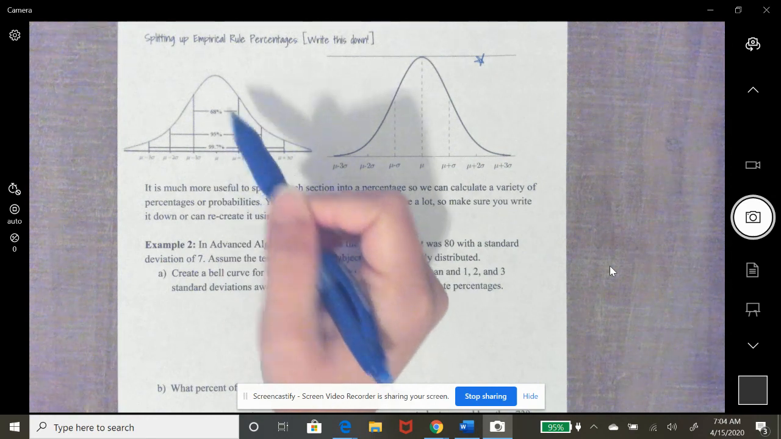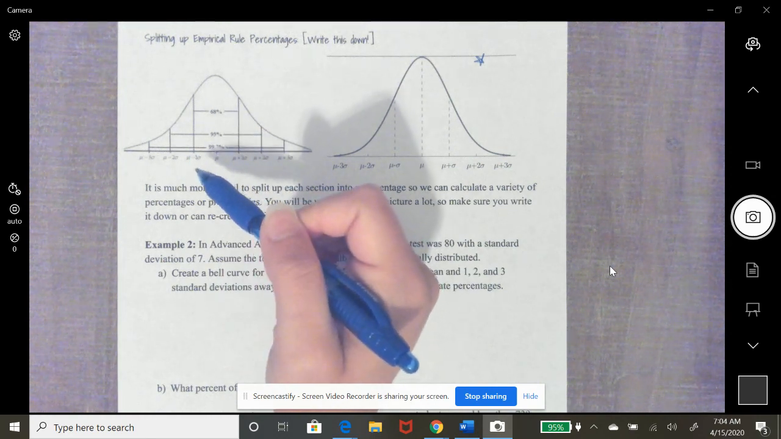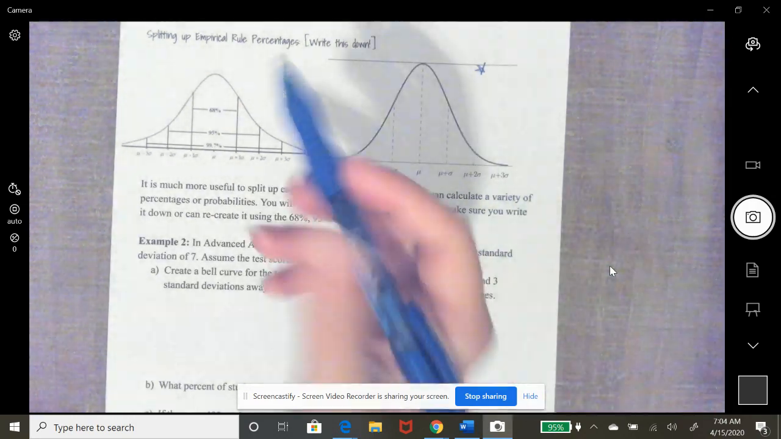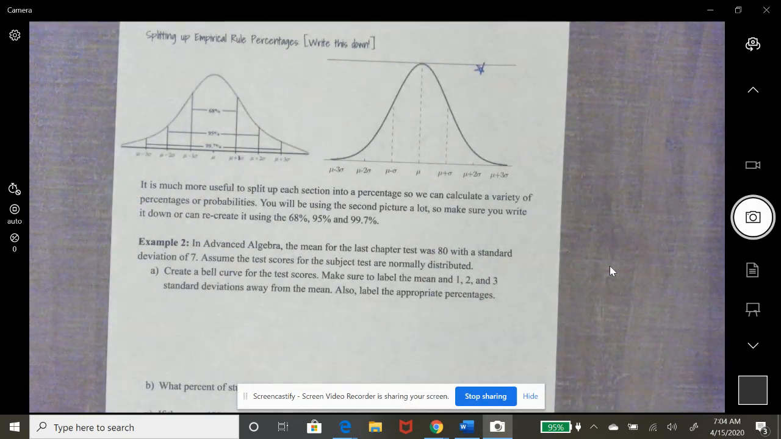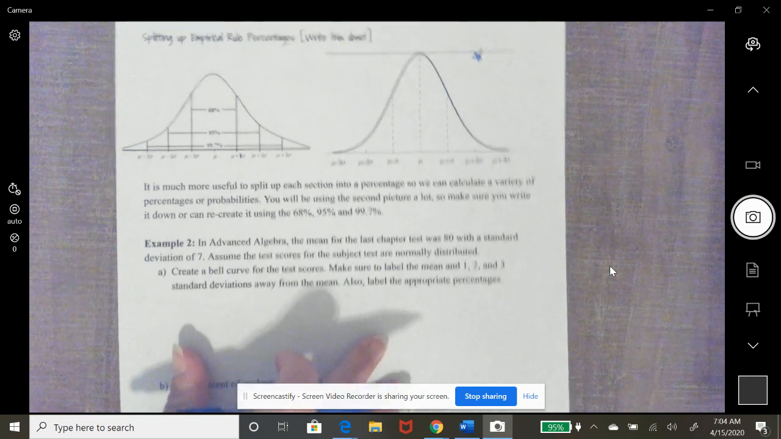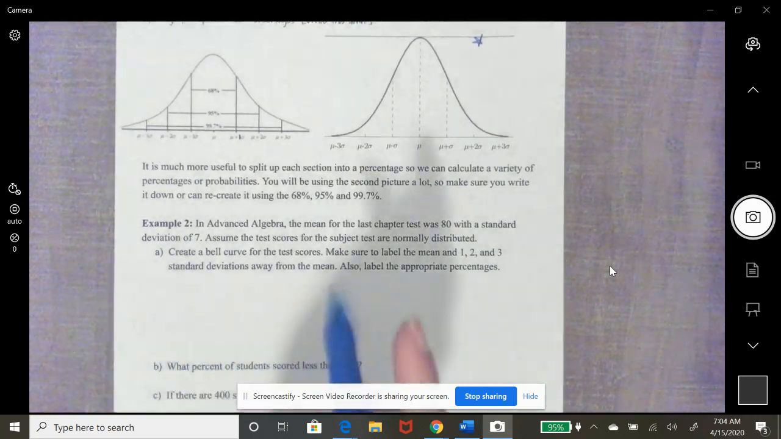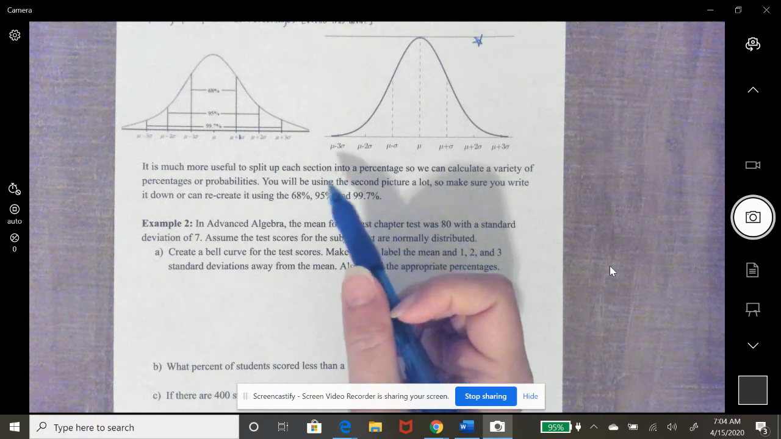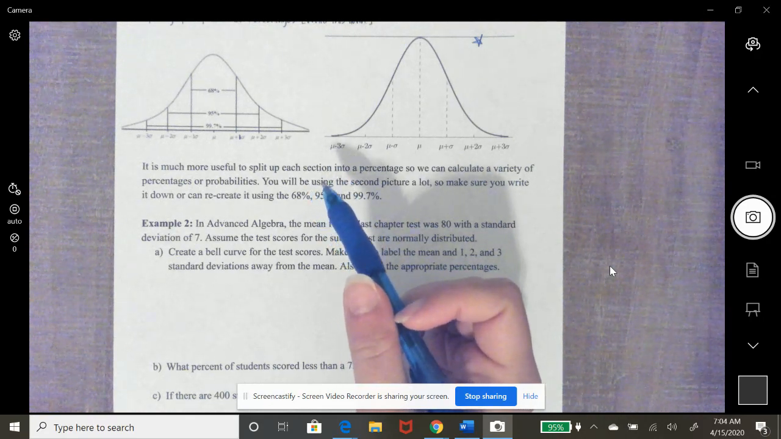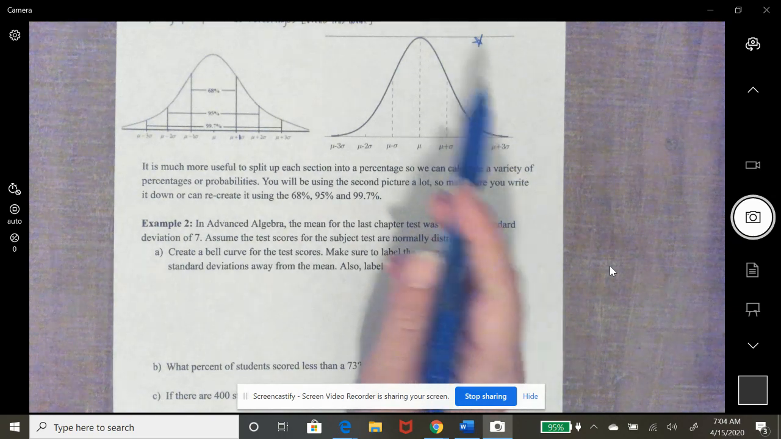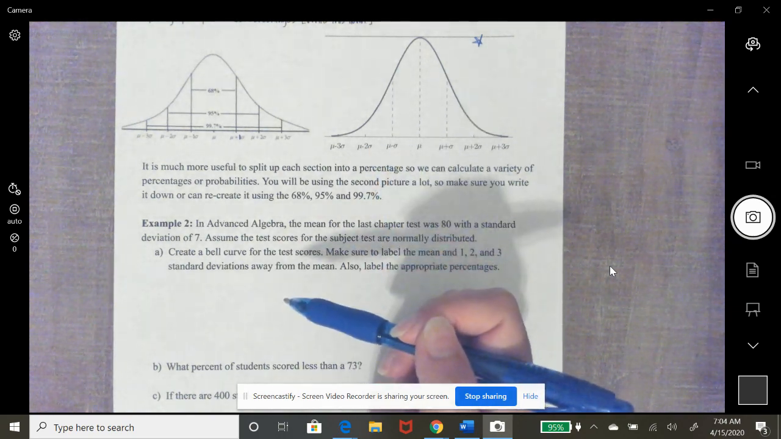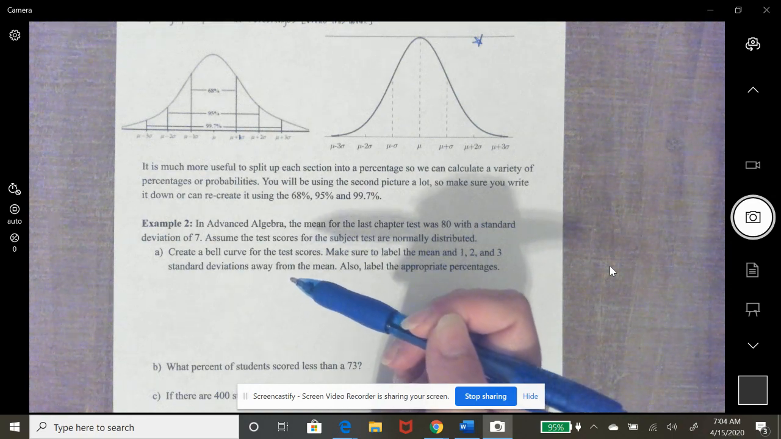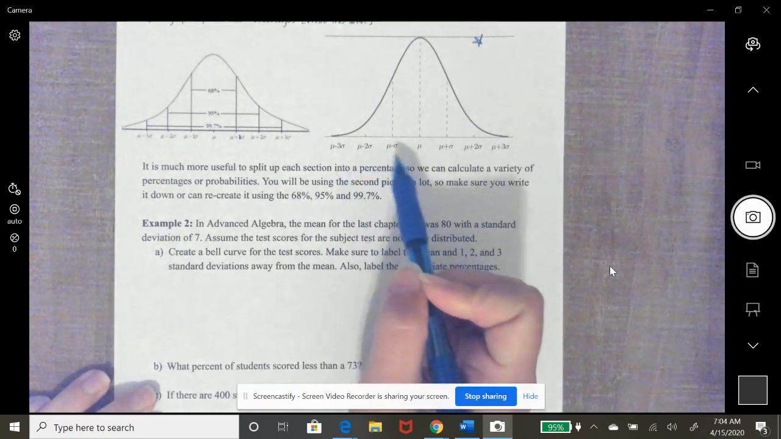But this doesn't give us a lot of information and it's very specific. You want to go from here to here. That's a 1, sorry. And then we can break that down to be able to answer a little bit more questions. So it's much more useful to split up each section into a percentage so we can calculate a variety of percentages or probabilities. We're going to be using this second picture a lot, so make sure you write it down or recreate it using the 68, 95, and 99.7.